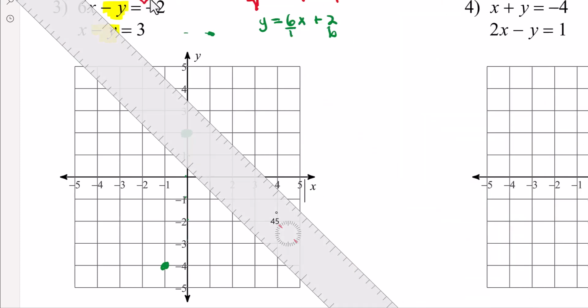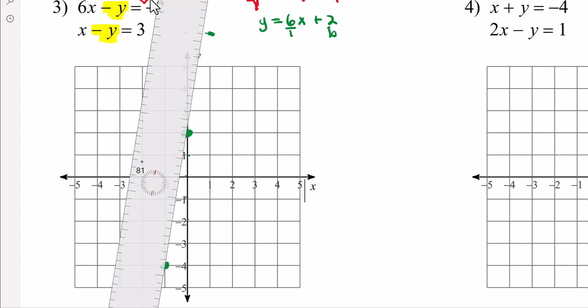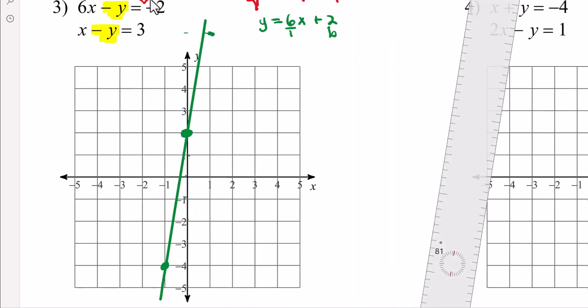And then I'm going to take the ruler. Yeah, see, I would have been way off if I would have been guessing. And then we're going to identify this line.